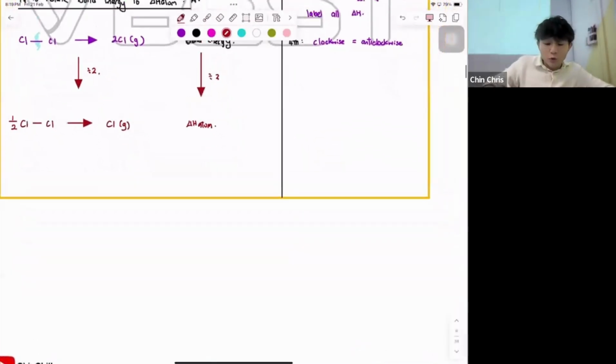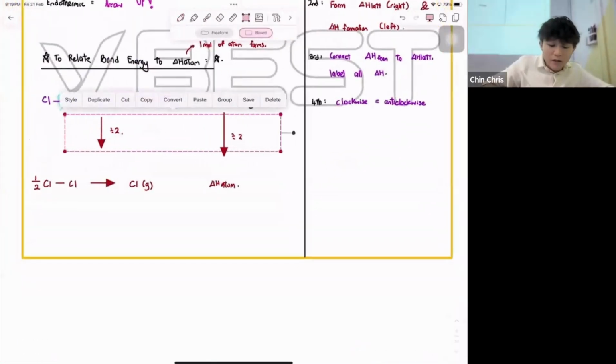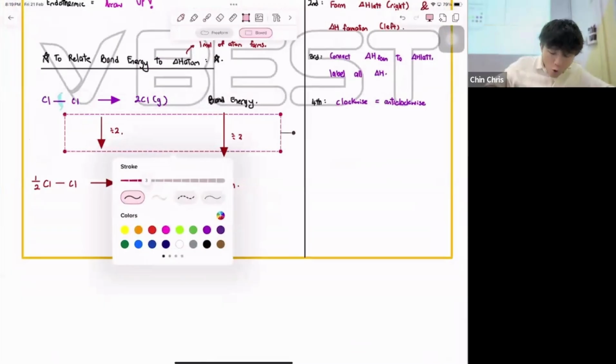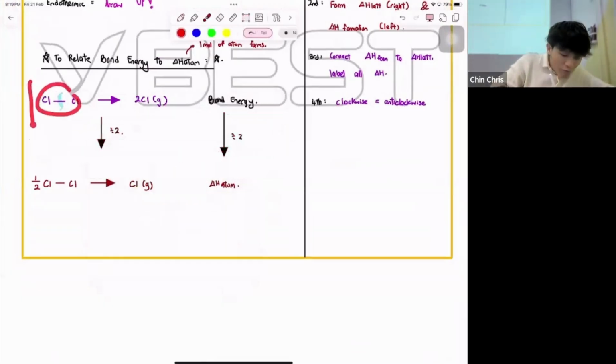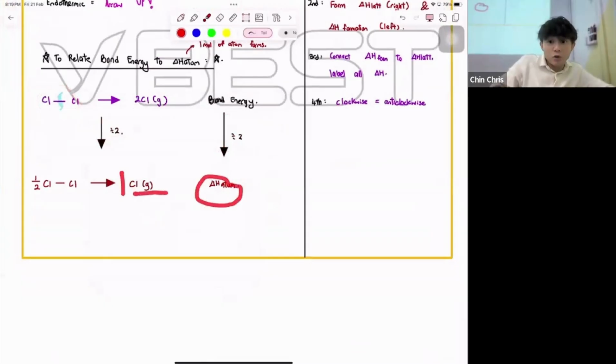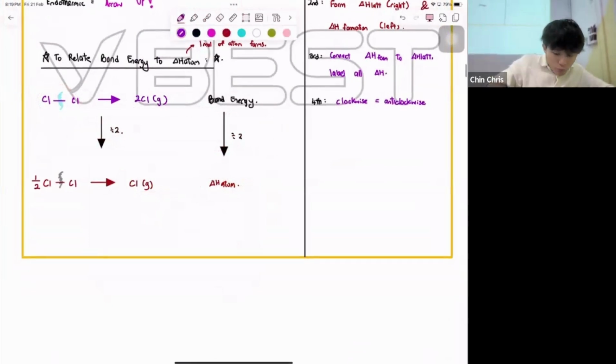So guys, you know the difference between atomization and bond energy? Bond energy is you're breaking 1 mole of molecule. Atomization, you are forming 1 mole of atoms. Clear? So guys, to relate your atomization to bond energy, put it here. Atomization is always half the bond energy.